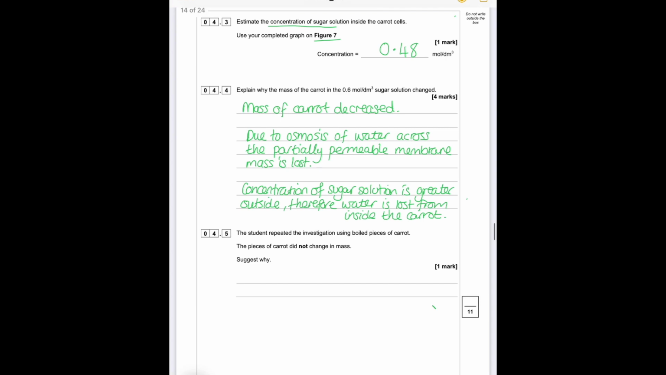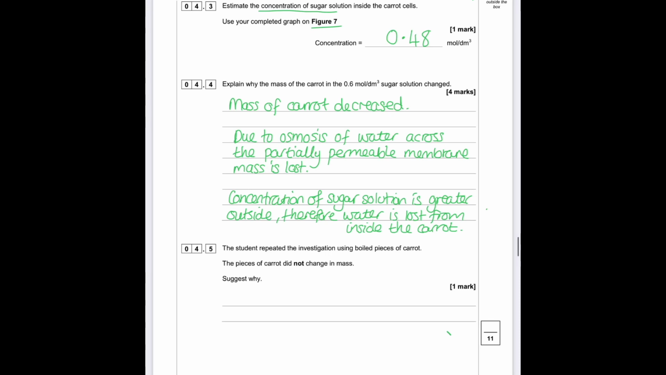Then for our next question, the student repeated the investigation using boiled pieces of carrot. The pieces of carrot did not change in mass. Suggest why. Boiling the carrot would usually damage the cell membrane, and this means that osmosis would no longer be able to happen.